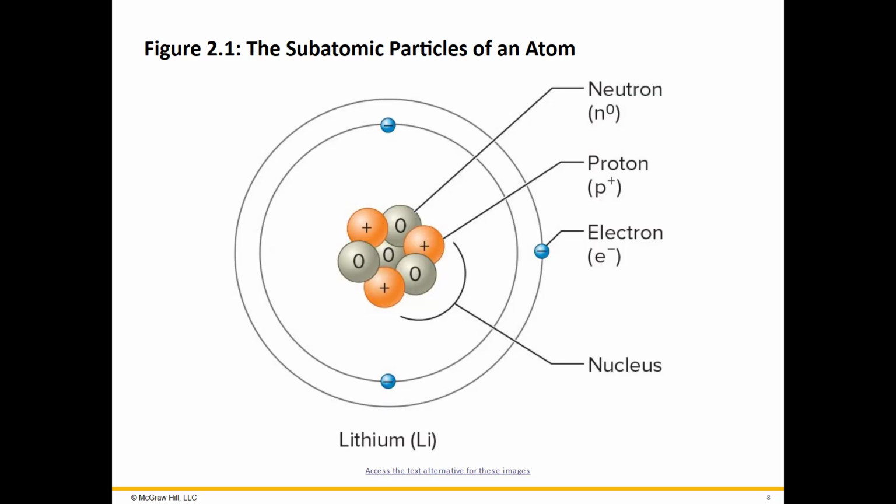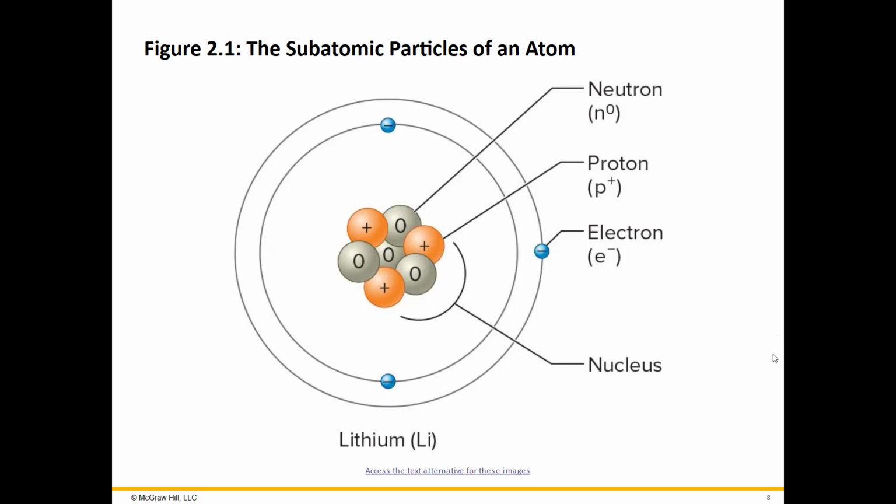Now, in this example, we have 3 protons and 3 electrons. So we have a neutrally charged lithium atom. If I add an electron to it and give it 4 electrons, there is now more electrons than protons, and so we call this a lithium ion. That would be a negative lithium ion because there are more electrons, more negative than there are protons.